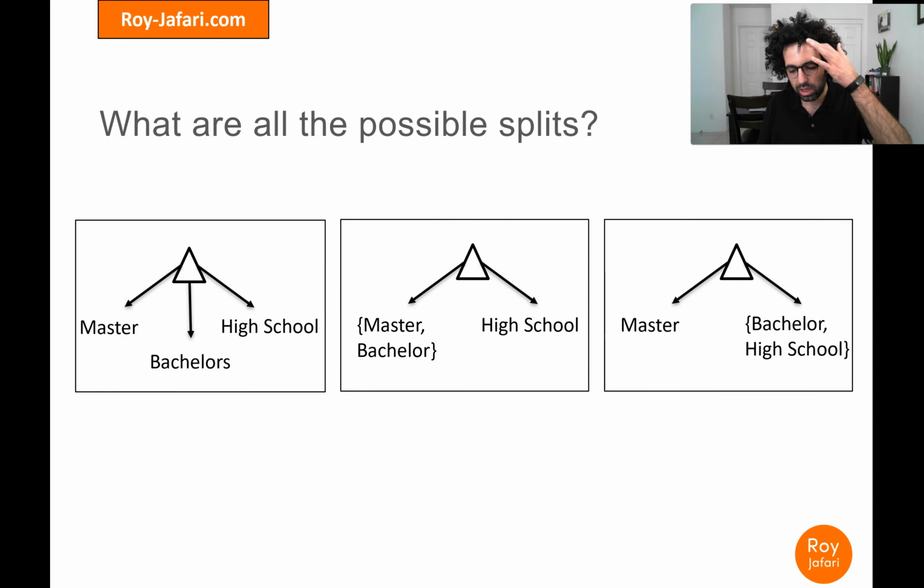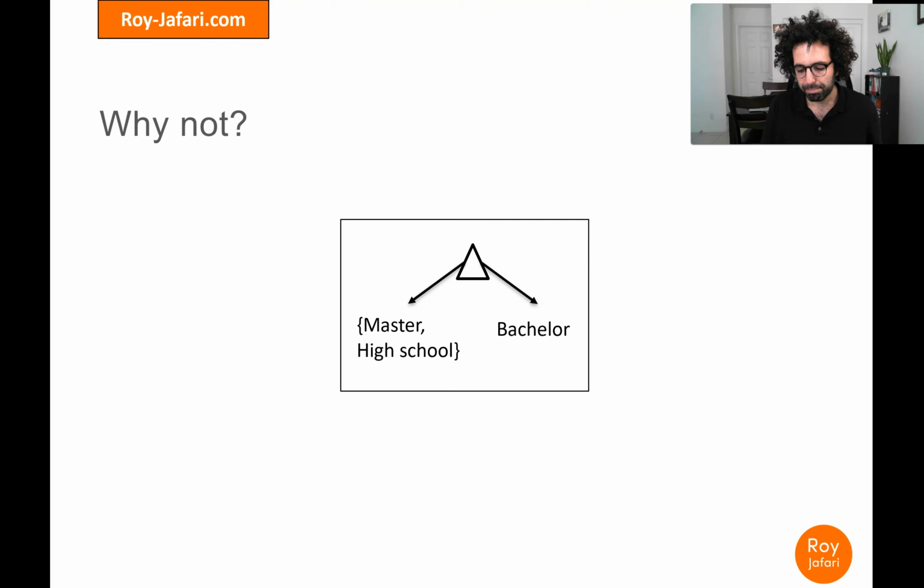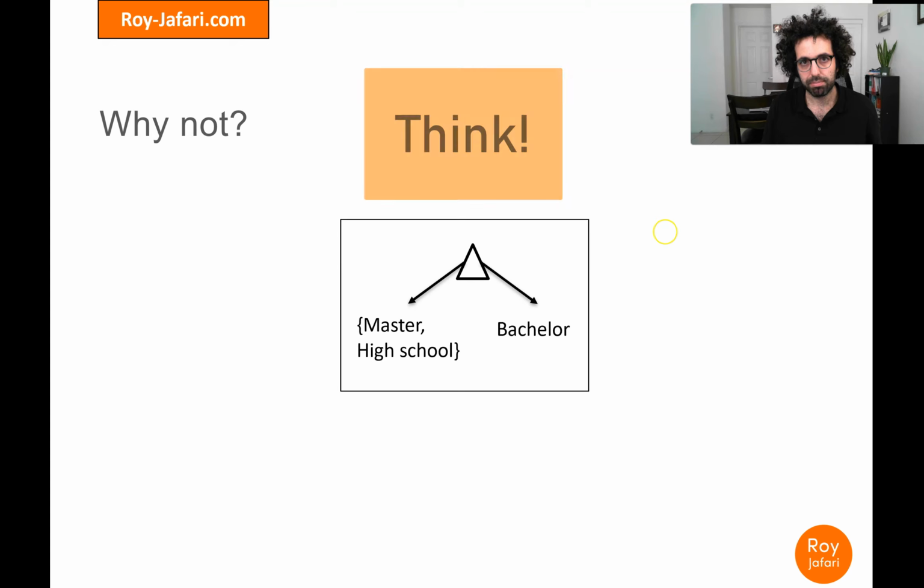And there are all these possible splits. You can split them as master, bachelor, high school, or as master, bachelor, high school in other groupings, and any of these are possible. But why is this one not possible? Master, high school, bachelor. Think about this for a second before I give you the answer.